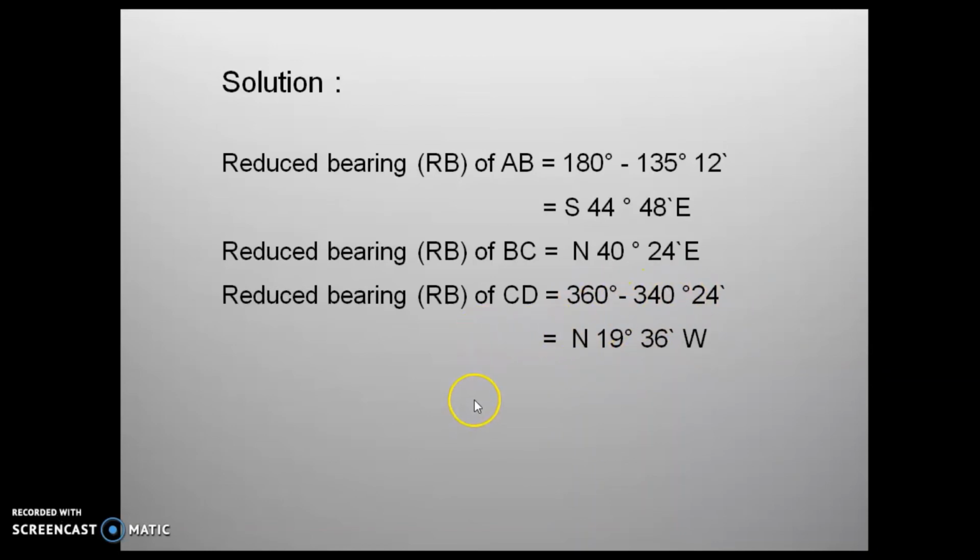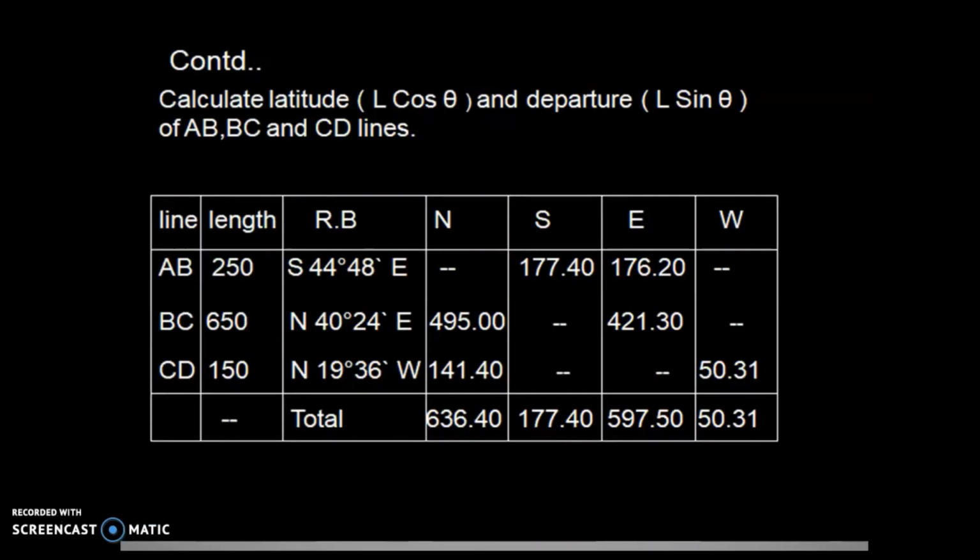Now why am I not going for DA? I don't know the values. First of all, I should calculate the bearing, right? Now see here, this is the given data and this is what we have arrived at, the reduced bearings. Okay, and southeast, right?